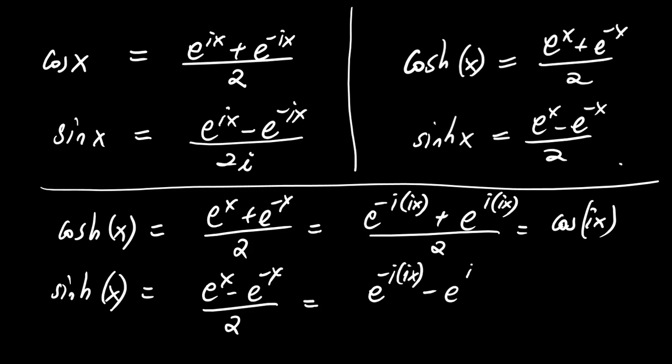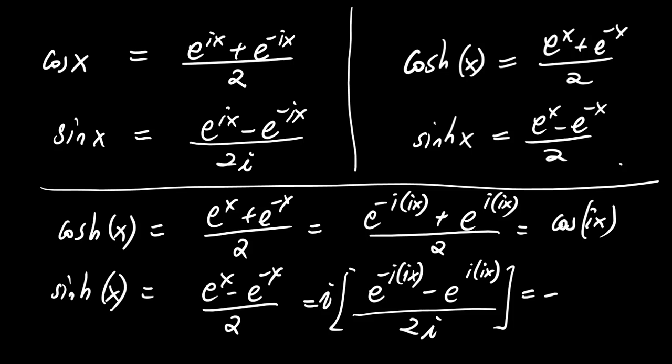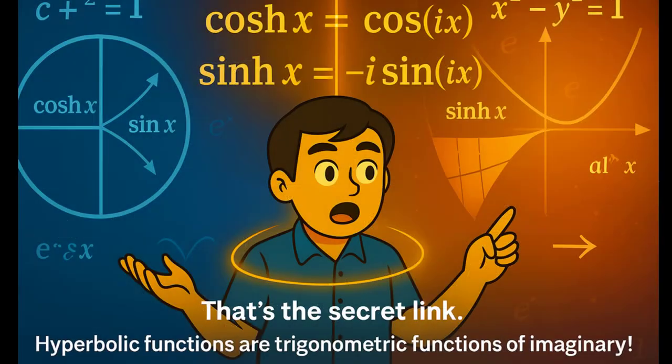And for hyperbolic sine x, it is (e^x minus e^(-x)) over 2, and this is (e^(i(-ix)) minus e^(ix)) over 2, with an i and an i here. And this is negative i sine ix. So by expressing cosine and sine in their exponential form, we can directly relate them to the hyperbolic cosine and sine functions. That is the secret link.